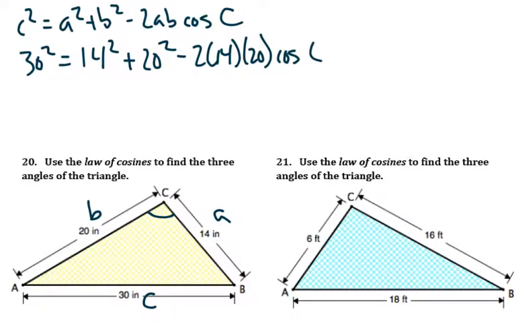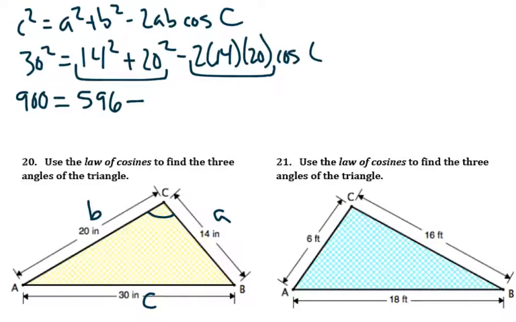Now this one we can't really put into the calculator because there's two parts. This part's added together and being subtracted by this part, which is like the coefficient of cosine of C. So I can't subtract those. So I'm going to have to work through it. So 30 squared is 900. 14 squared plus 20 squared is 596 minus 2 times 14 times 20, which is 560. Now, some of you will want to subtract that right now. You can't, because it's multiplied by the cosine of C. So you actually subtract this piece.